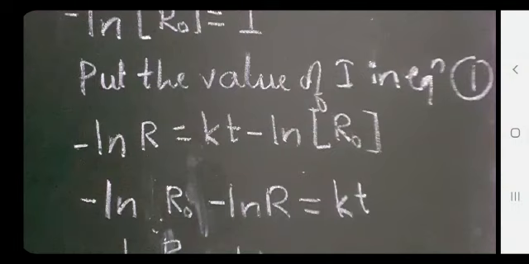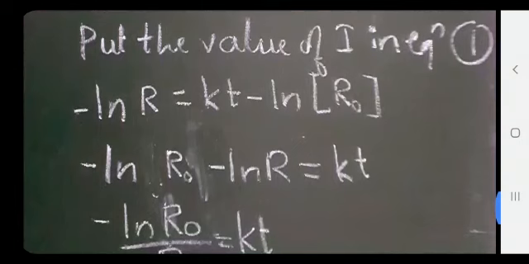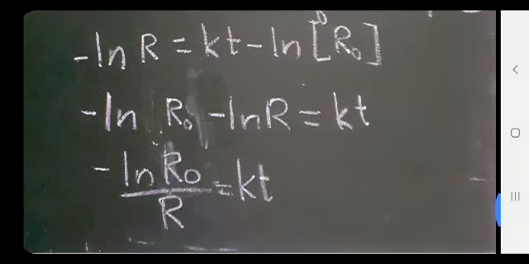Then we have minus natural log of R is equal to kt minus natural log of concentration of R naught. Here by mistake I wrote minus in the second line. Can we please delete this one and rub this one? Here we only have natural log of R naught minus natural log of R is equal to kt, and finally we have natural log of R naught upon R is equal to kt.